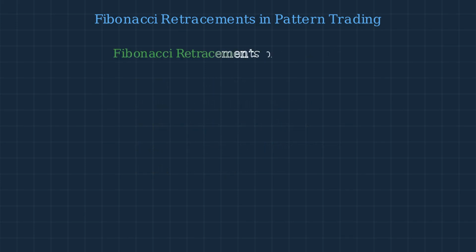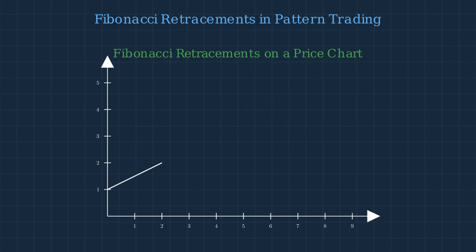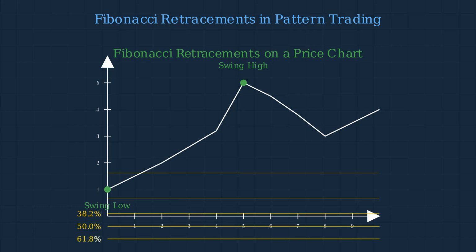To apply Fibonacci retracements, we identify significant swing highs and lows on the chart. Drawing the Fibonacci retracement levels from the swing low to swing high shows potential support areas during price pullbacks. Notice how a double bottom pattern forms near the 61.8% Fibonacci retracement level, providing a strong reversal signal.